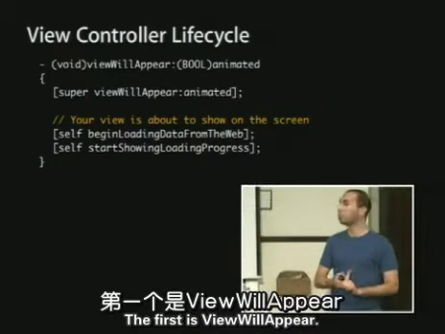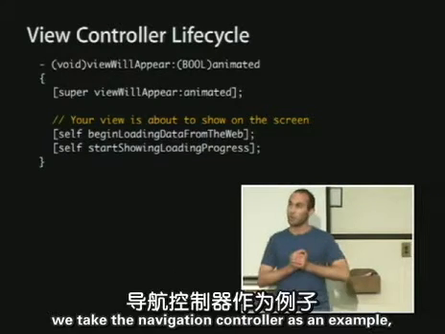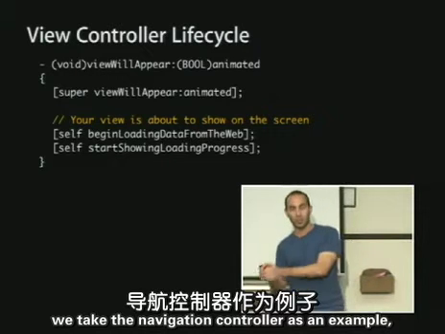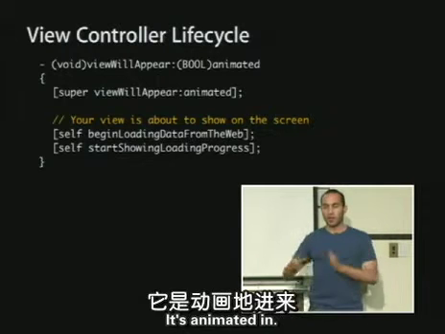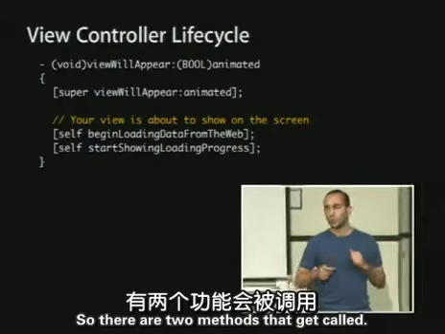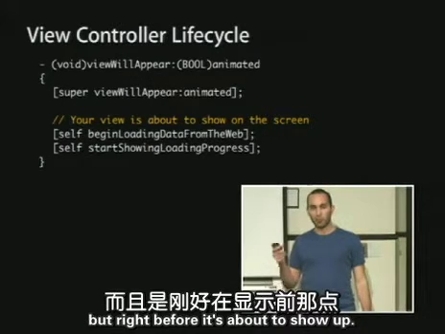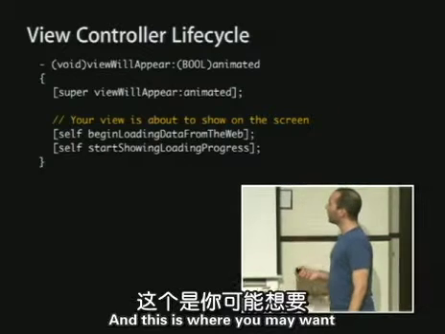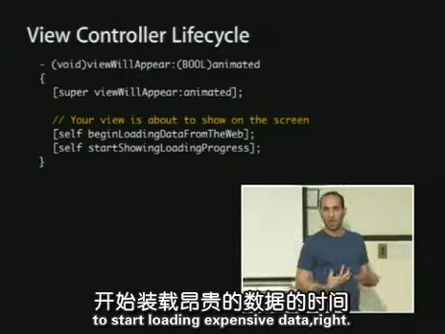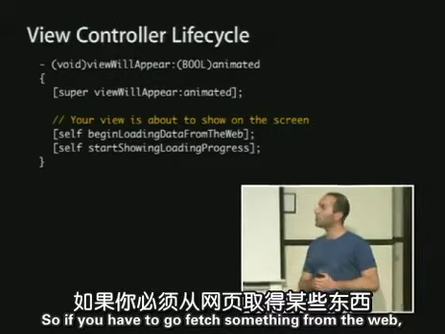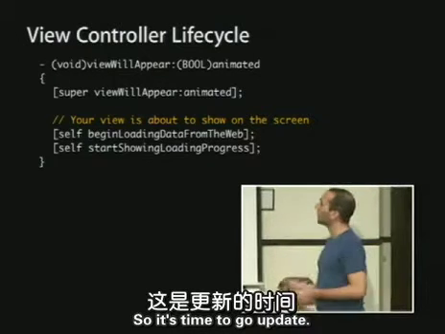The first is viewWillAppear. If we take the navigation controller as an example, your view controller will get pushed. It's animated in, so there are 2 methods that get called. The first is viewWillAppear, which happens right before the view comes on screen, about to show up. This is where you may want to start loading expensive data. If you have to go fetch something from the web, that's when you know that your view controller is actually going to get displayed, so it's time to go update.